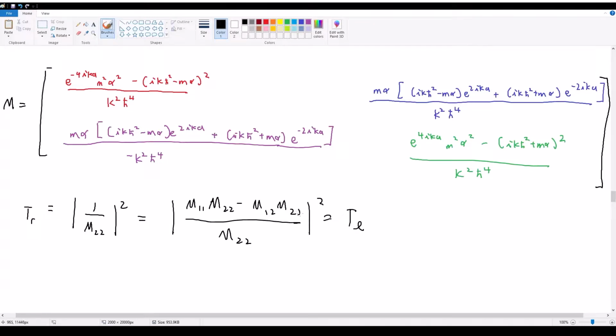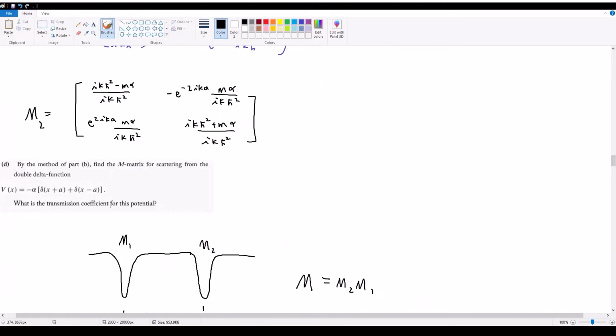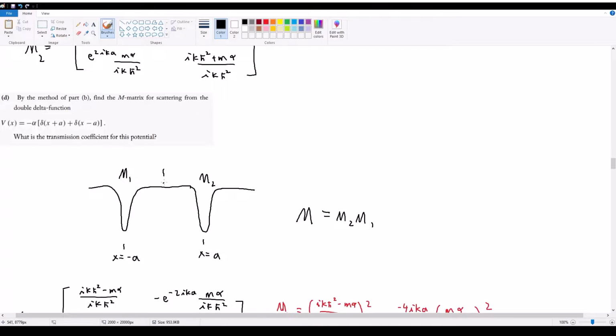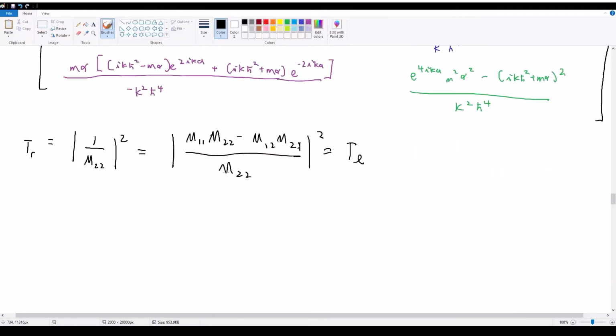Because remember, this potential, this double delta well, is symmetric with respect to x equals 0. So what that means is that regardless of whether our particle is coming in from the left or from the right, the transmission coefficient and the reflection coefficient both have to be equal. So in this case, it doesn't even matter, so why not just use the simpler one?